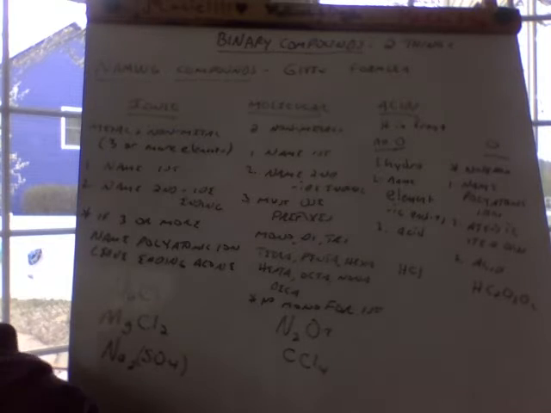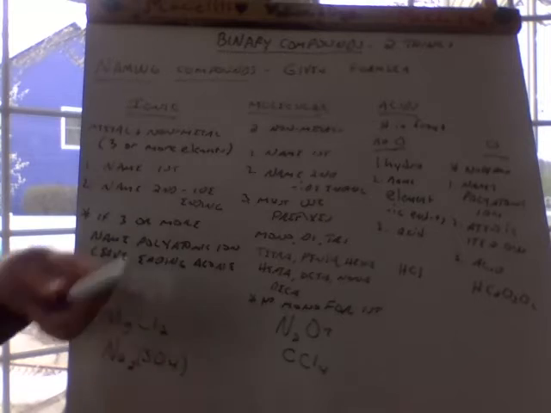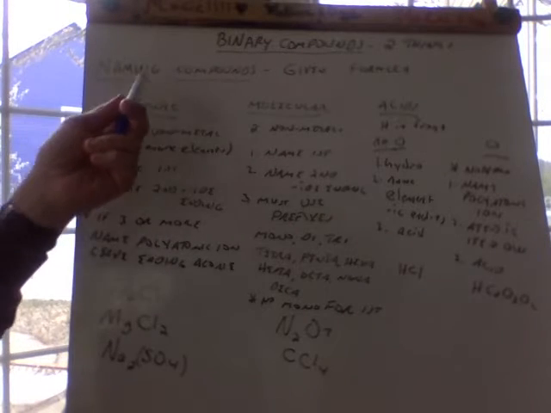The point of what we're trying to do is go through rules about how to name binary compounds. Binary just means two things, and that's all we're doing. We're not going to do anything more complex than that. Chemistry gets a lot uglier than that, but that's all we're going to do. So we're going to focus today on naming compounds.